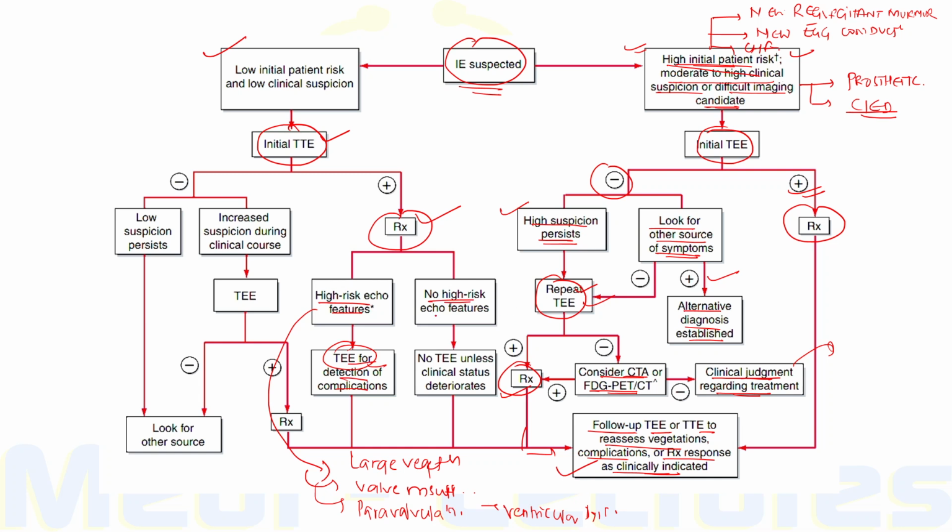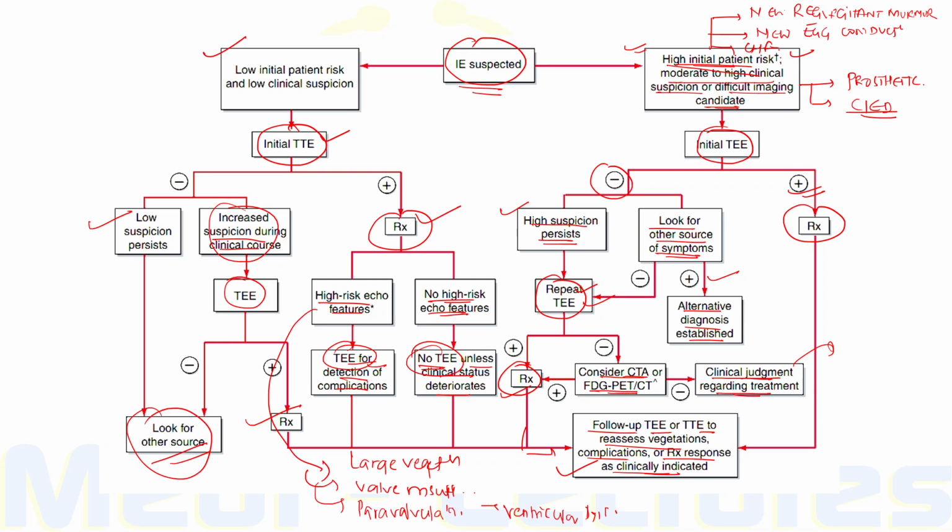If there are no high risk features, there is no need for transesophageal echo unless the clinical status of the patient deteriorates. If the initial transthoracic echo is negative and there is increased suspicion during the clinical course, we will go for transesophageal echo. If positive, go for treatment. If there is low suspicion or transesophageal echo is negative, we will look for other sources for the symptoms the patient is presenting with. So this is the flowchart which will simplify the indications of transthoracic and transesophageal echocardiography.